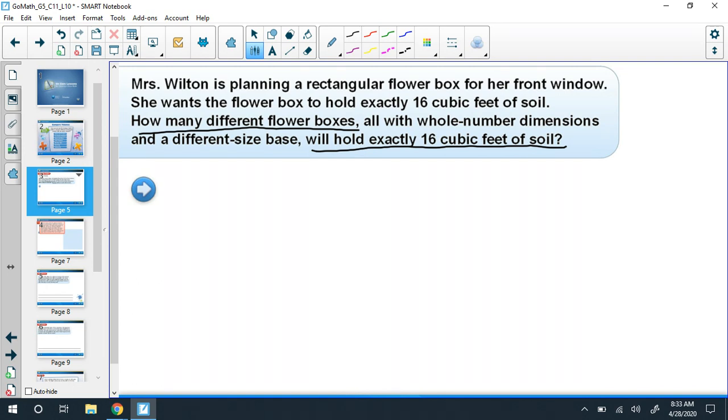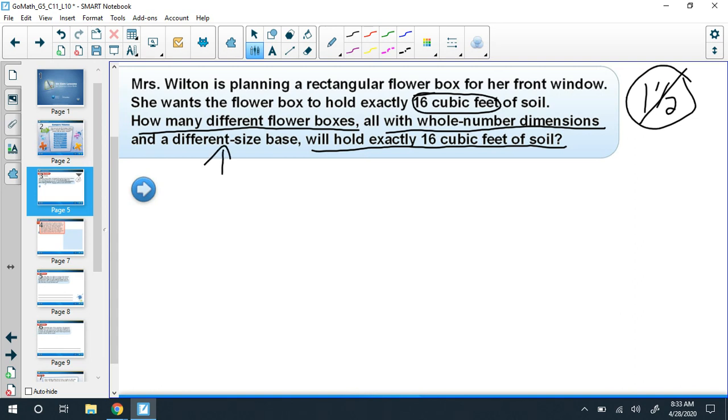And then we have some constraints here, right? Like we know that it's 16 cubic feet. We know that the sides all have whole number dimensions. That means that we can't have things like 1.5, right? Like that's not allowed. And then we have a different size base.